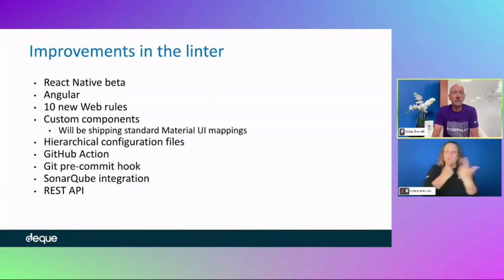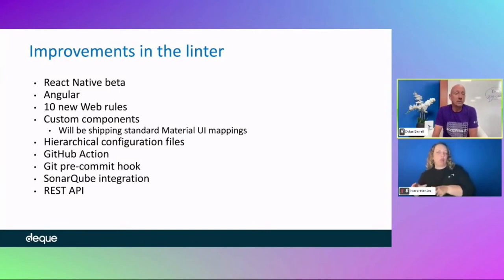We also made some significant improvements over the course of the year in the linter. We've added support for React Native linting. This is currently in beta, so please contact us if you'd like to participate in this. But this is the beginning of the linter being able to deal with native accessibility linting, and you'll see over the coming year hopefully some improvements both to React Native and some of the other native mobile languages.